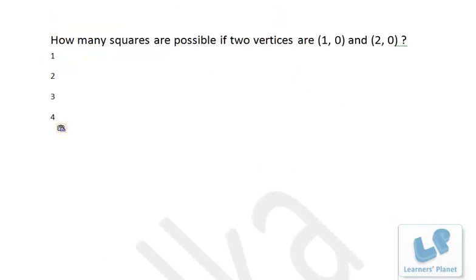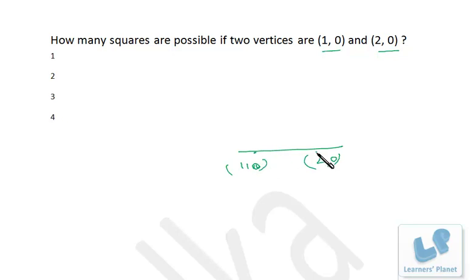Now we have a problem from coordinate geometry. How many squares are possible if two vertices are these? Now you can see 1, 0 and 2, 0. That means the y coordinate is 0, so both the points are on the x-axis. Suppose this is 1, 0 and this is 2, 0. Now we have to find out how many squares are possible.